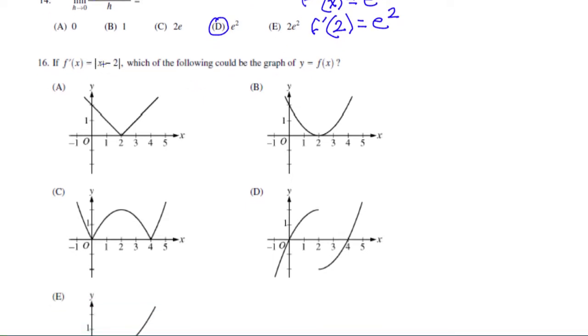All right, so f prime is given by the absolute value of x minus 2. Which of the following could be the graph of the antiderivative of that? So it looks like A is actually graphing f prime. So a good way to visualize f of x is to look at the area underneath A. What is that area doing?